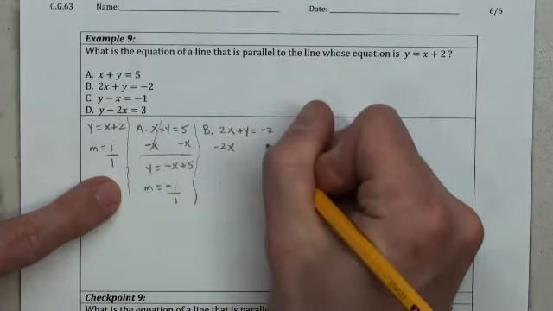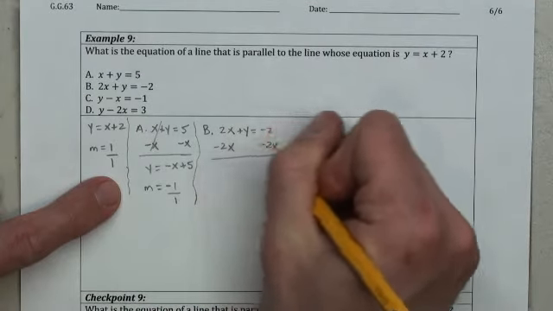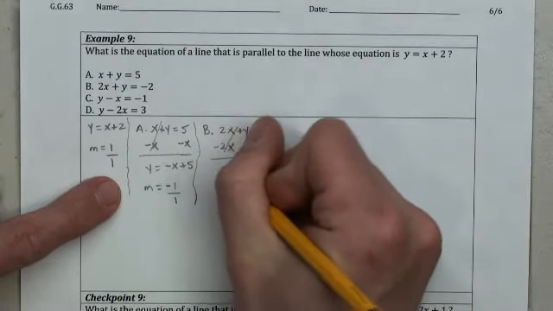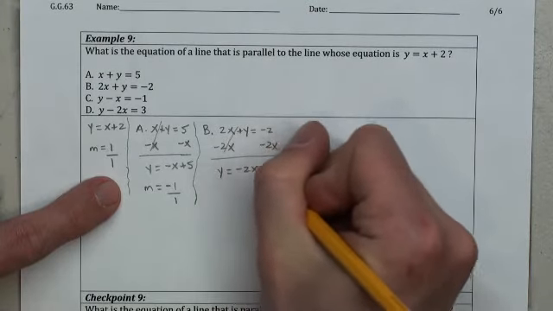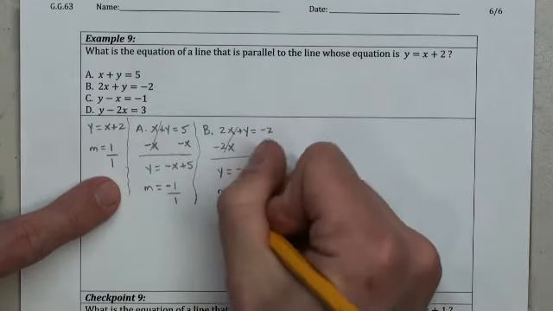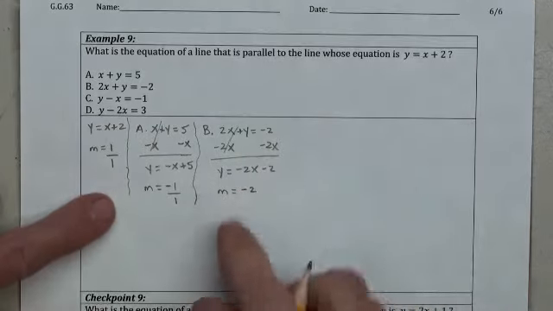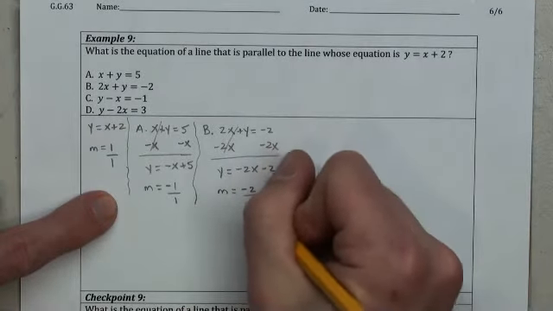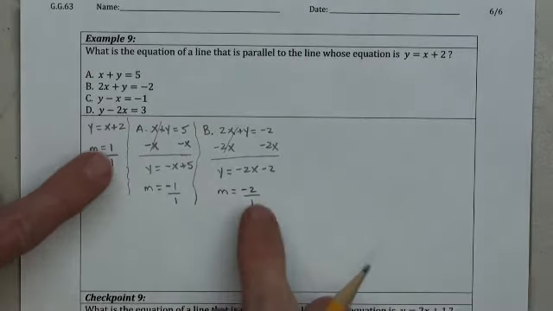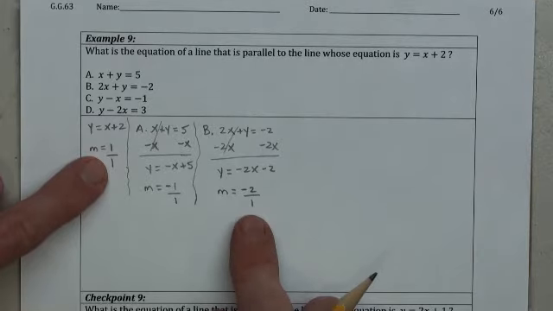So let's subtract 2x. And what we get is y equals negative 2x minus 2. And your slope is negative 2. Well, let's put it as a fraction, negative 2 over 1. Those are definitely not equal, and they're not negative reciprocals.